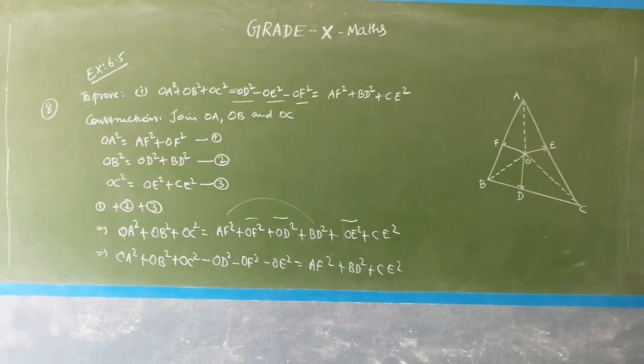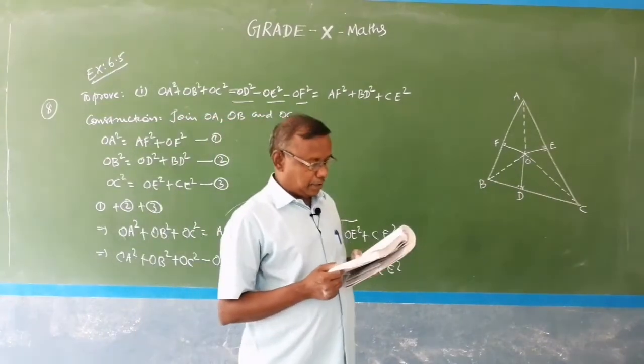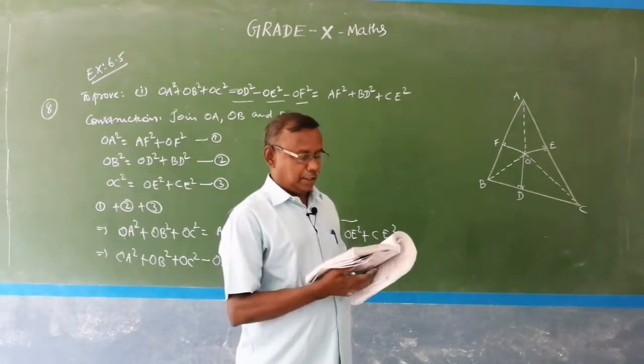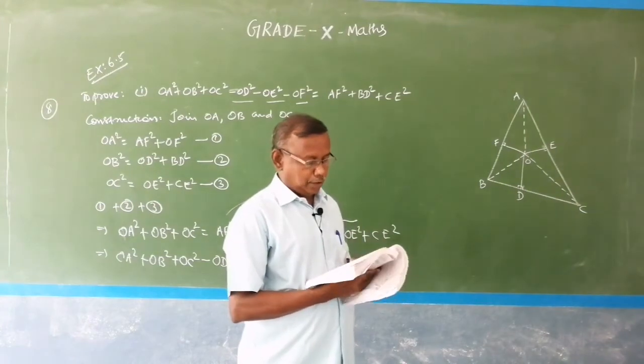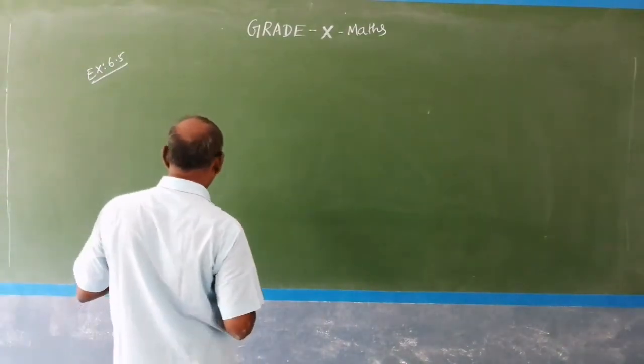And also they are given a second subdivision, AF square plus BD square plus CF square equal to AE square plus CD square plus BF square. So this you can easily prove. So that is homework. The second part is homework.